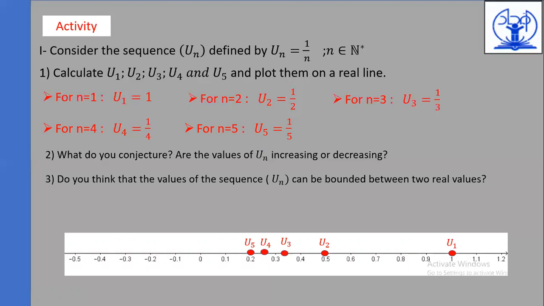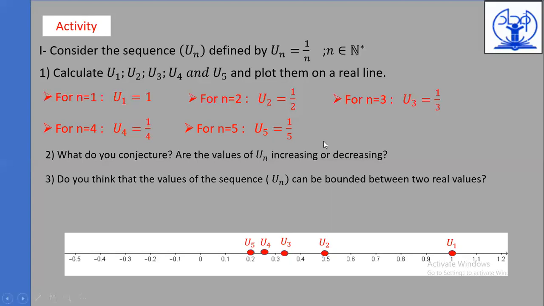Do you think that the values of the sequence, when I say the values, I don't mean only these 5 values, I mean all the values of the sequence, can be bounded by 2 real numbers? Can you name 2 real numbers where all the values, not only these 5 values, will be between these 2 real numbers? What if a student answers me and tells me that all the values of the sequence are bounded between, let's say, -1 and 1?